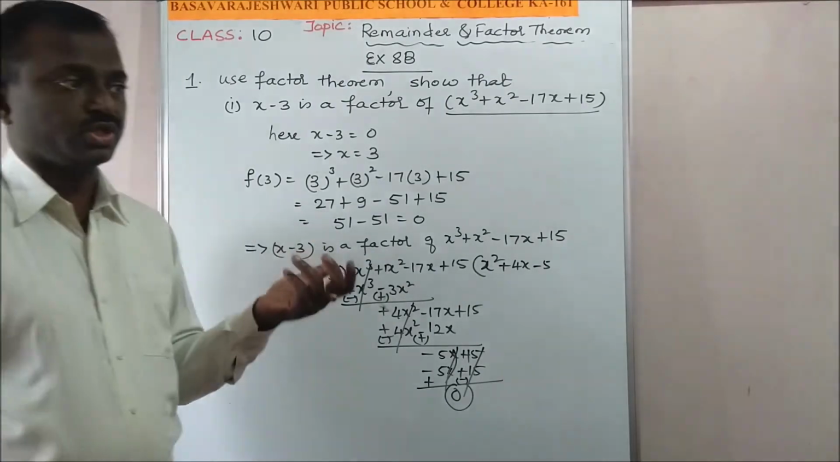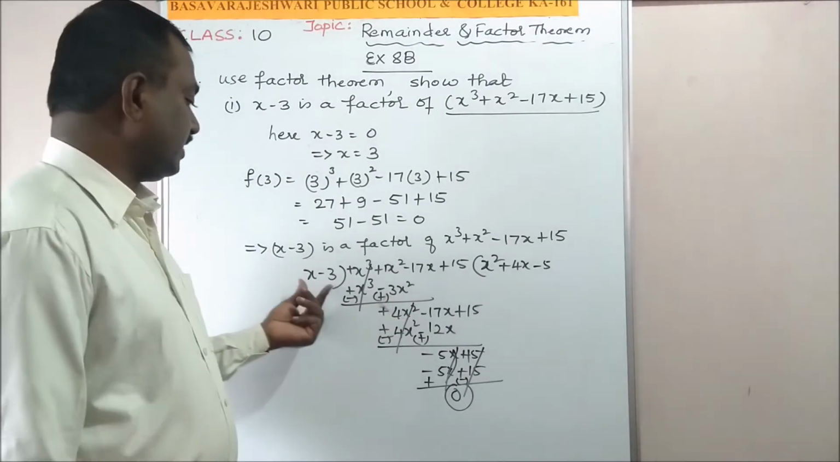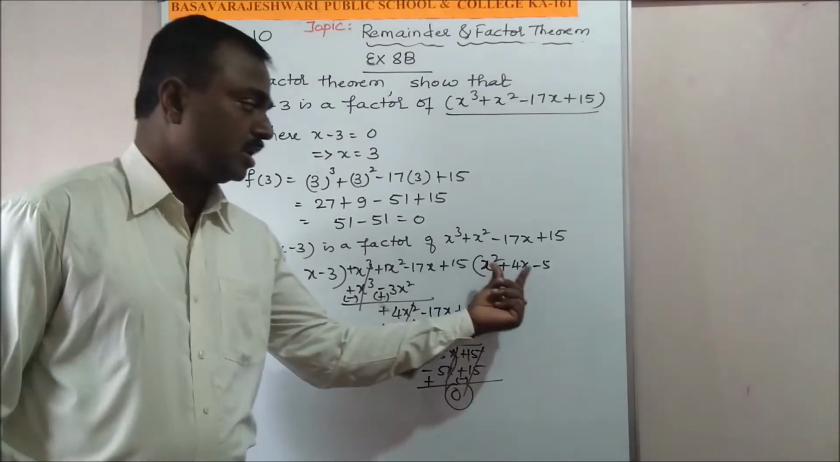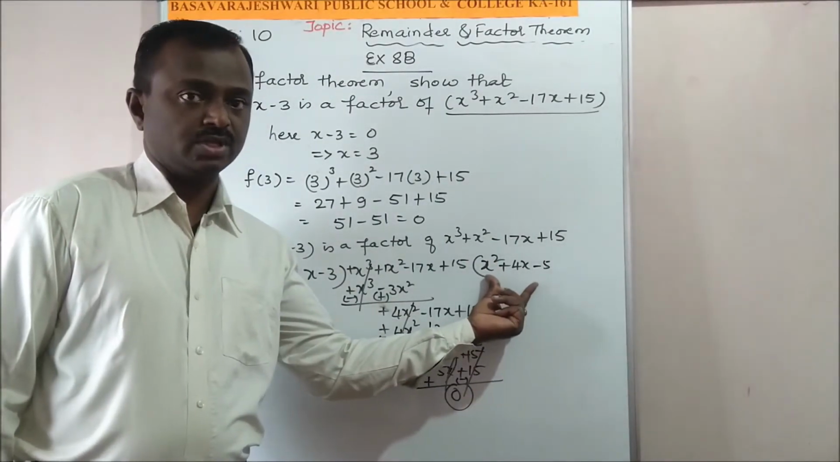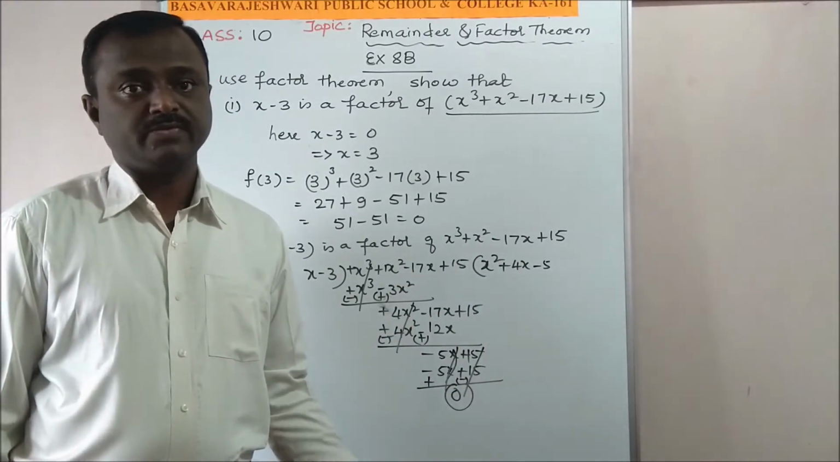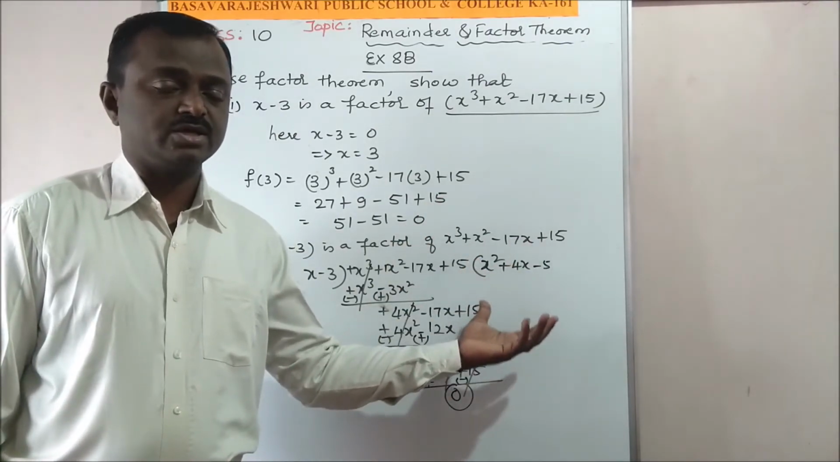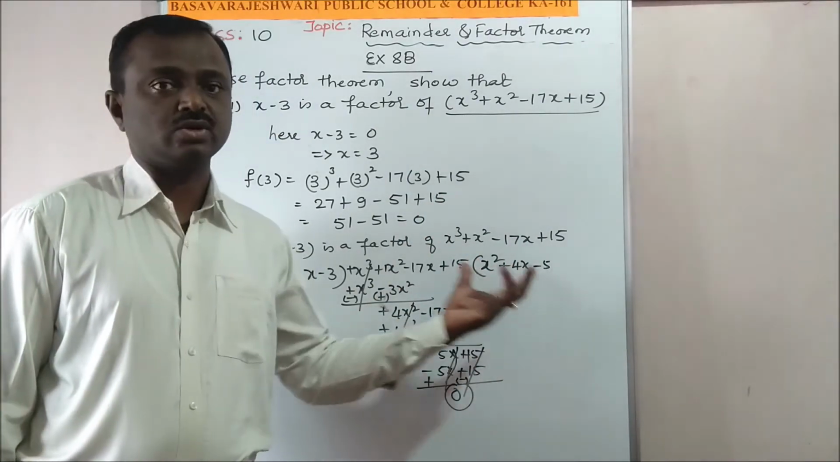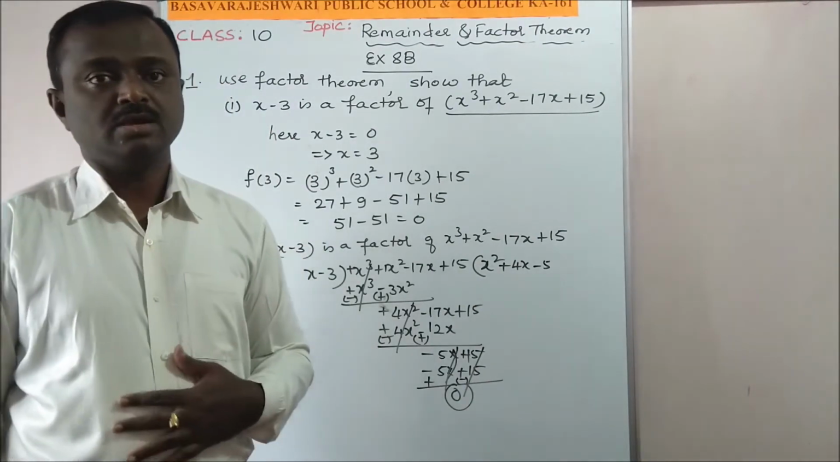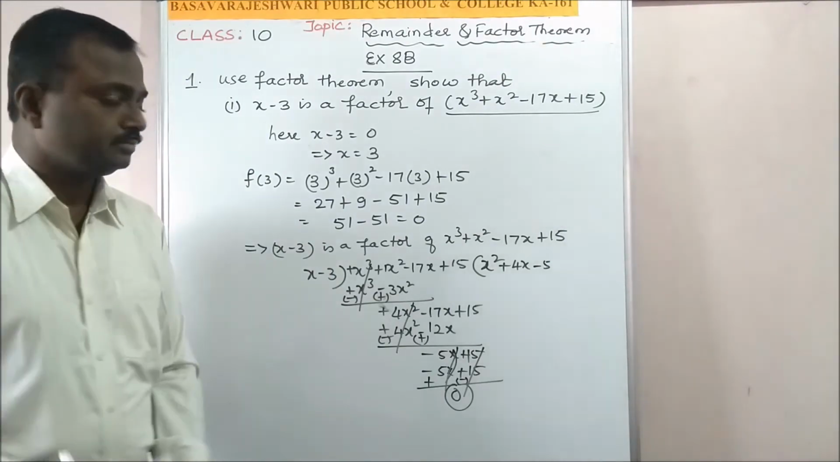If they ask one more question like factorize completely, one factor we have already got, x minus 3. Now we have a quadratic expression, so we have to factorize the quadratic. What did we do in the quadratic equations chapter? Using factorization we can find two more factors. Totally three factors will be there. So note this.